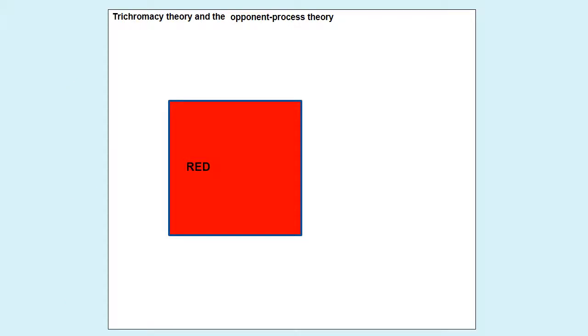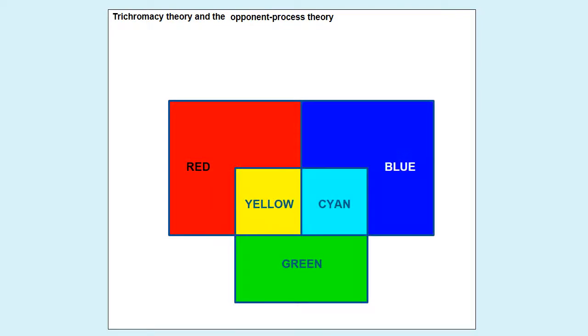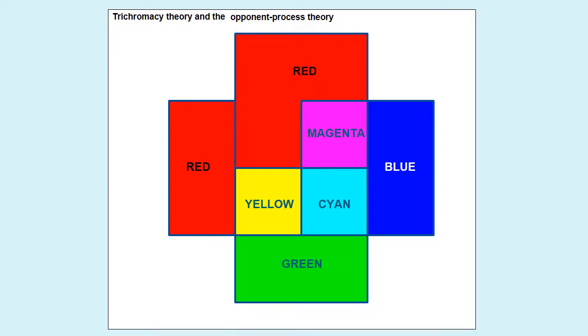So let's look at the trichromacy theory, where we mix colors and red and green give us yellow, and green and blue give us cyan, and red and blue give us magenta. So that's what the average or normal person would see.